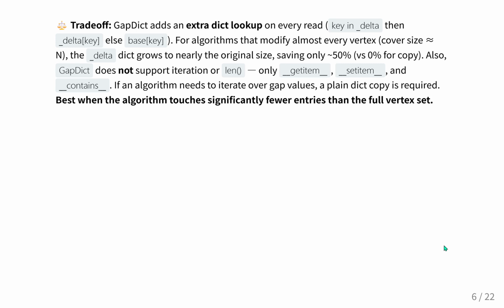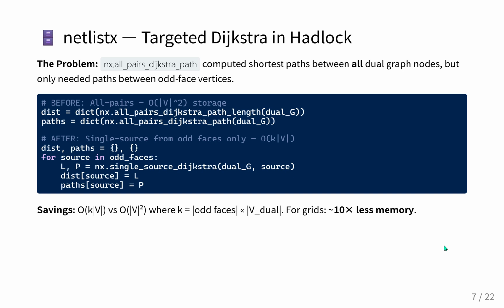Got it. And they did something similar with their targeted Dijkstra optimization in netlets, right? Yeah, they avoided calculating the global all-pairs shortest path. Right. They just targeted the subset of vertices they actually needed, which saved like 10x the memory. But again, the trade-off is if you suddenly need arbitrary distances later, you have to rerun the whole search from scratch. You're tightly coupling your data structure to exactly what the downstream logic needs right now.